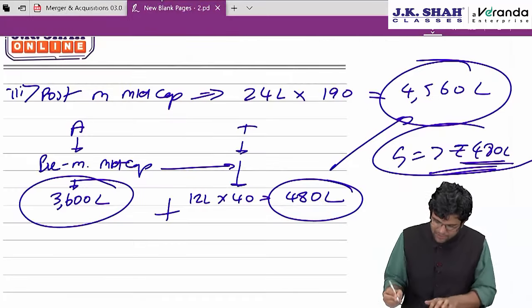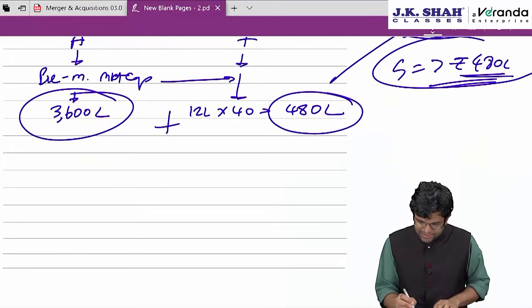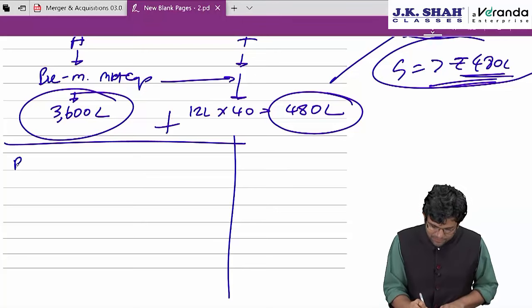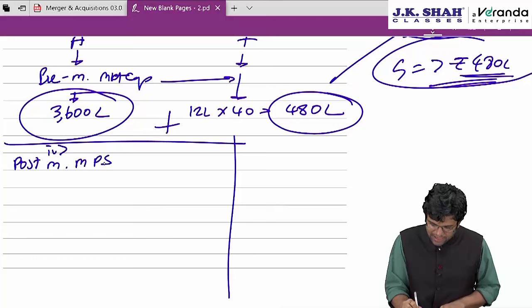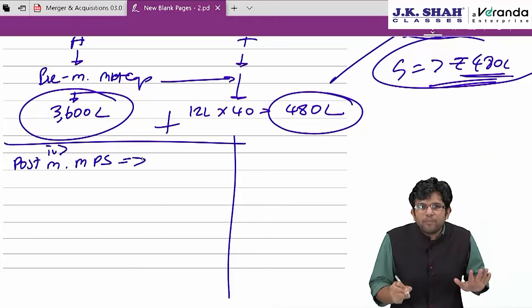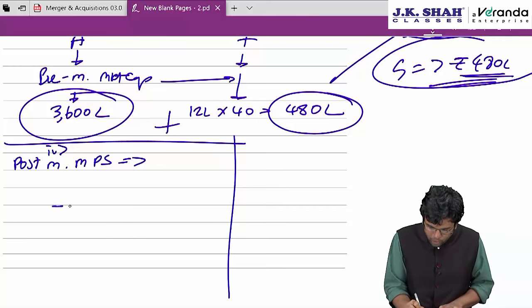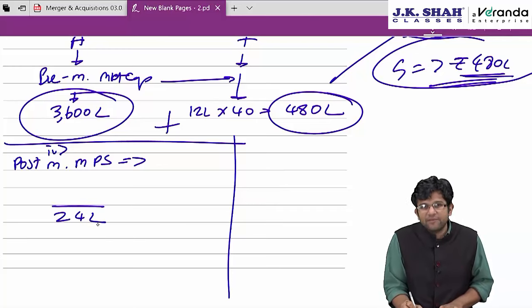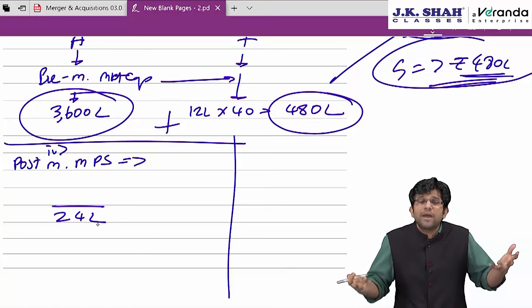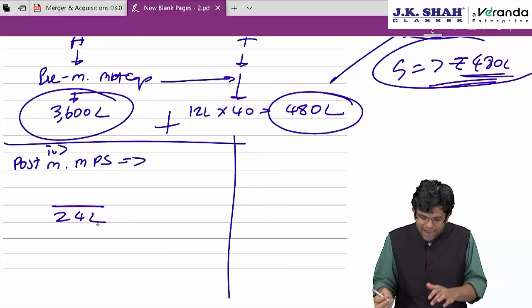Let's quickly complete this, students. So they are asking us, what if the growth rate remains normal? Do you realize that my post-merger, this is point number 4, okay? Post-merger market price per share is nothing but post-merger market cap upon post-merger number of equity shares. Post-merger number of equity shares we already have is 24 lakh. Post-merger market cap is nothing but now the sum of the pre-merger market caps of A and T.